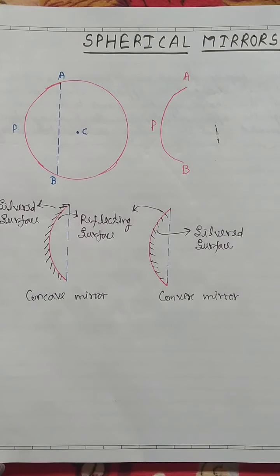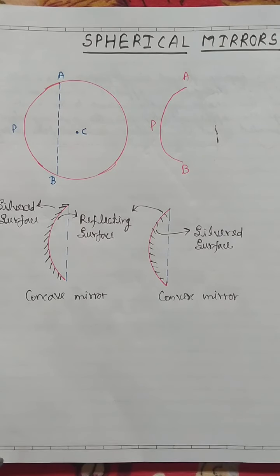Now, a spherical mirror is a reflecting surface which forms part of a hollow sphere. This is the definition of spherical mirrors. I repeat, a spherical mirror is a reflecting surface which forms part of a hollow sphere. Now, spherical mirrors are of two types.